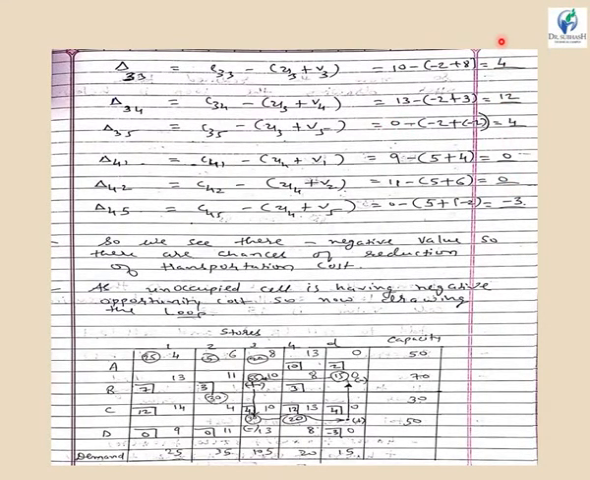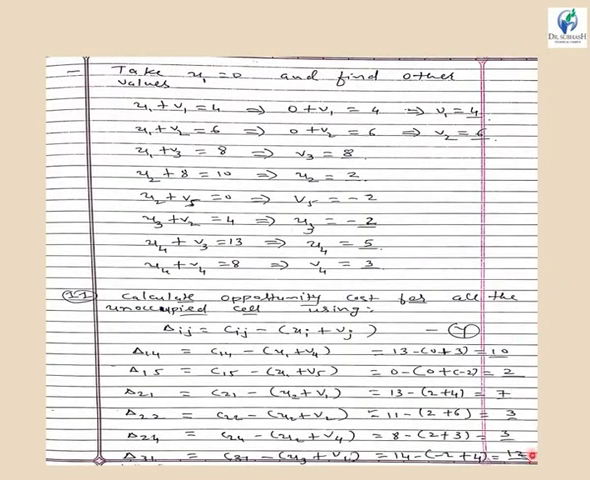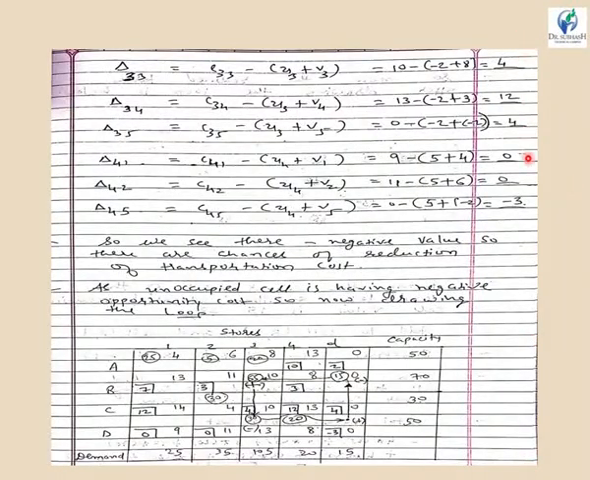But you can see over here in our previous slide, all the values are plus, but this one unoccupied cell, that is delta 45, has a negative value, and that is minus 3. So now you can say we have not reached the optimal solution for the given problem. So now what to do? There is a procedure to obtain the optimal solution.